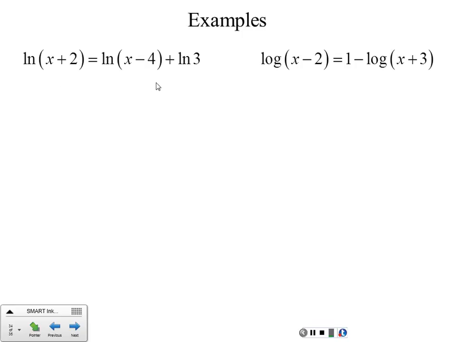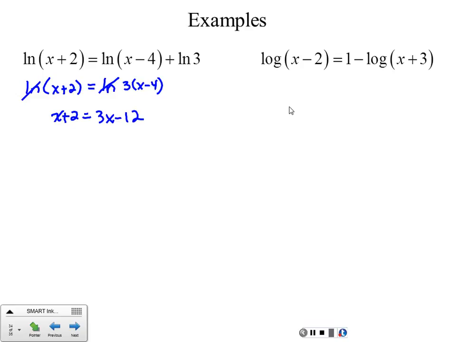I'm going to go ahead and make this into one natural log on the right-hand side to help you see this. That's going to turn into multiplication, so my argument's going to be 3 times x minus 4. You remember a while ago when I told you that if you take the log of both sides, you're not really doing anything. Same thing here. If I have the natural log on both sides, I'm not really doing anything. So guess what? Drop them. So now you have x plus 2 is equal to 3x minus 12. And you have an equation that you can solve.